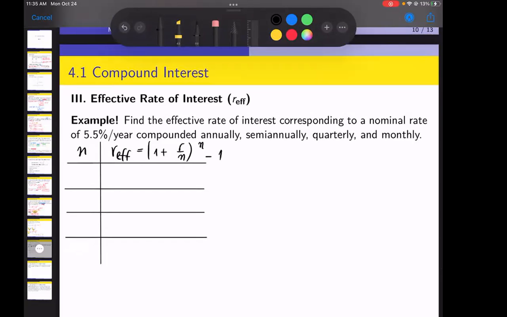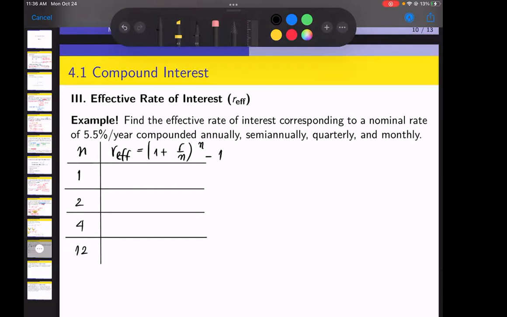Now, if it's annually, then N equals 1. Semi-annually, 2. Quarterly, 4. Monthly, 12. These kinds of things you're supposed to know. I'm not giving you an exam. And then you plug in the formula. You know the rate, which is 5.5%. You know N, just plug in N.